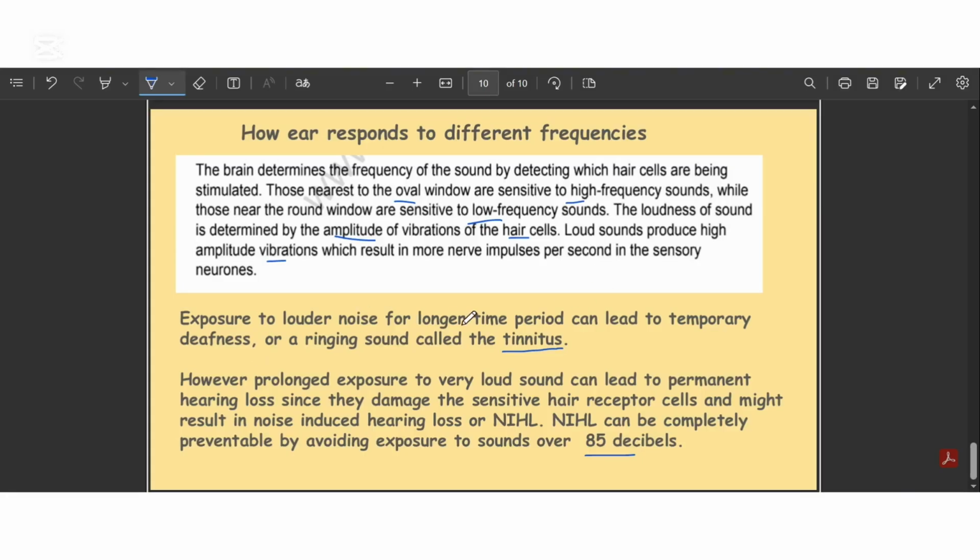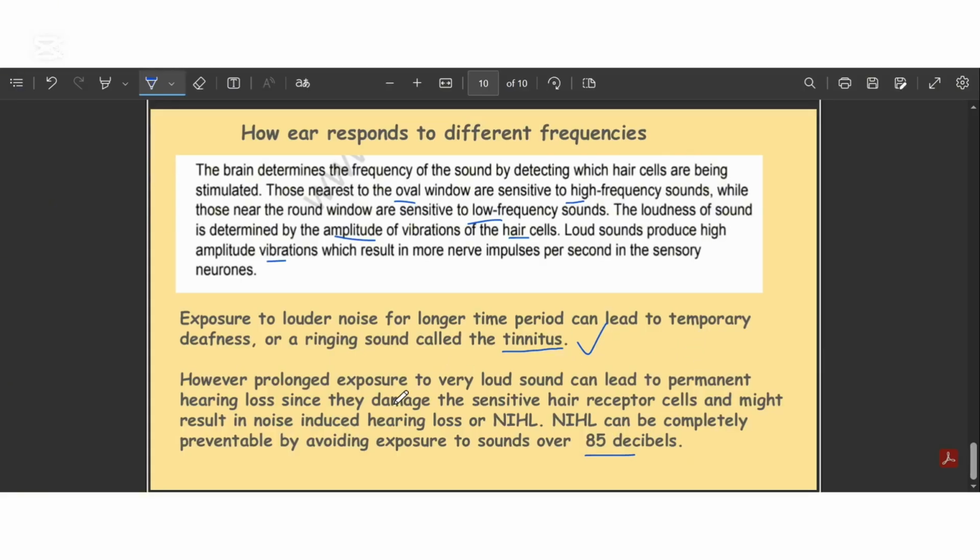Exposure to louder noise for a longer time period can lead to temporary deafness or a ringing sound called tinnitus. Yes, it is true that a very loud sound can be very harmful for the ear, and this is very common and we all know about it. However, prolonged exposure to very loud sound can lead to permanent hearing loss, since it damages the sensitive hair receptor cells and might result in noise induced hearing loss, or NIHL. NIHL is completely preventable by avoiding exposure to sounds over 85 decibels.